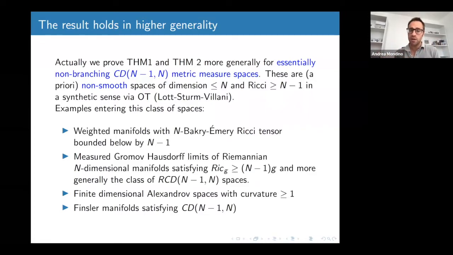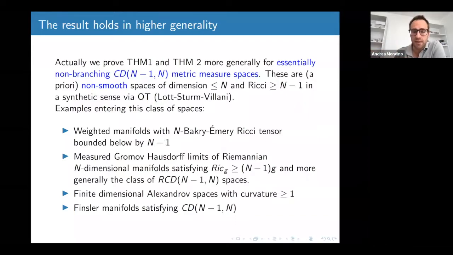So such a class contains weighted manifolds, smooth manifolds with a measure which is obtained by multiplying the volume measure of the manifold by a weight. Then you build up a new tensor out of that, which is a modification of the Ricci tensor called the Bakry-Émery tensor. And if this tensor is bounded below by n minus one, then you are in the framework of the Bakry-Émery CD(n minus one, n) spaces, which enter into this framework of CD(n minus one, n) metric measure spaces. They are still smooth, but with a weighted measure.